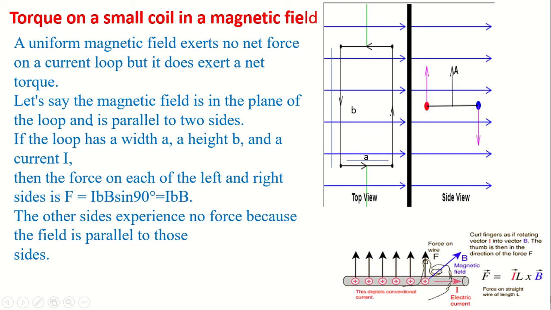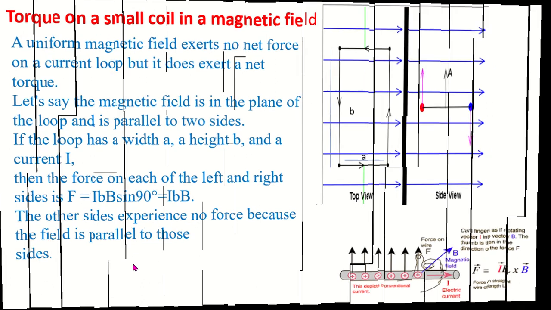Okay, so here you can see that their lines of action are not in the same straight line, so the loop will experience a net torque or torsional force. Consequently, the loop will turn or rotate with respect to the rod or axis. Look, here it is a rod, or you can say axis. So with respect to this rod, the loop will rotate or turn. So now we will calculate that torque in the next slide.